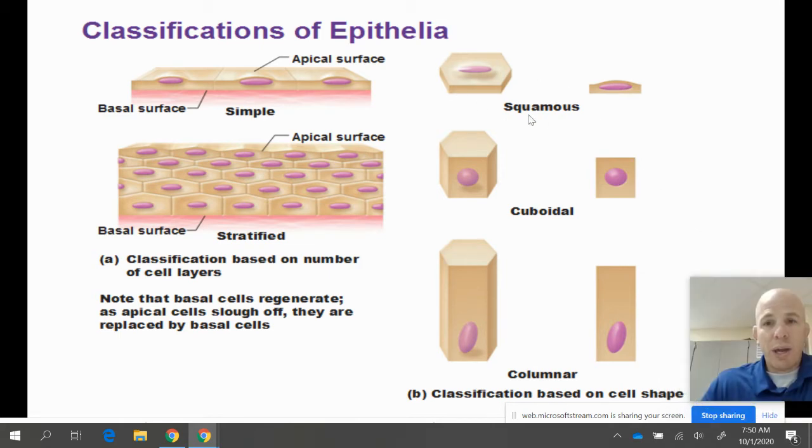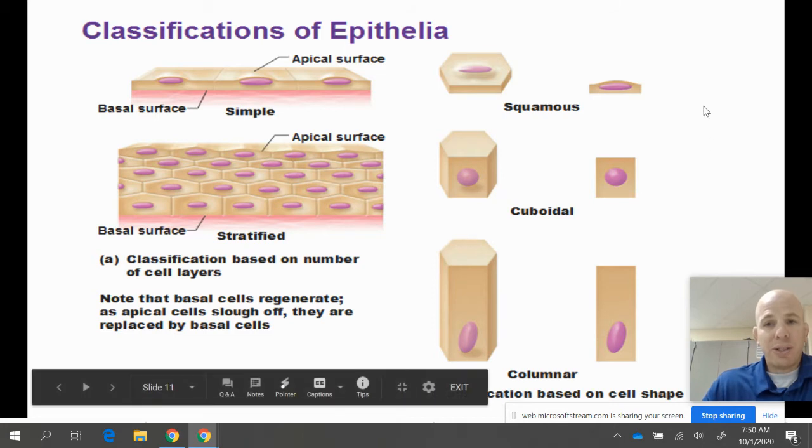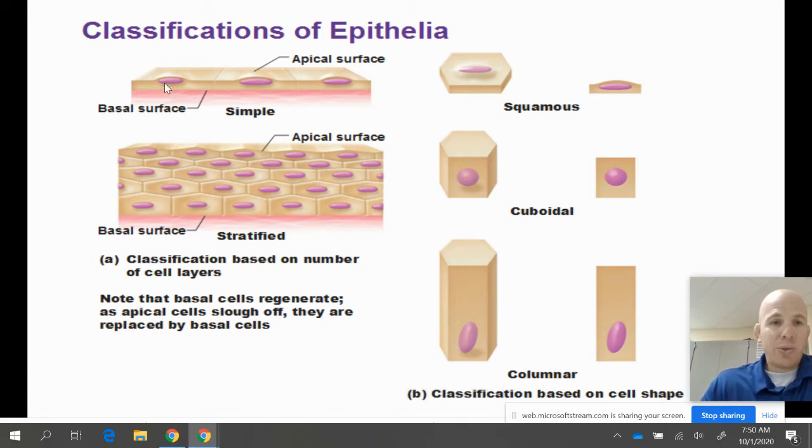So a couple pictures here. We have squamous, cuboidal, and columnar, and you can see the shapes and how they're different. This would be a simple, because there's just one layer, and then stratified. And you see some of those other terms coming back up. You have the apical surface, the surface that's facing the lumen, the open area of a cavity or a tube, and the basal surface, which is attached to the basement membrane. In this picture, this pink spot would be the basement membrane. And then you can see how these cells fit together.